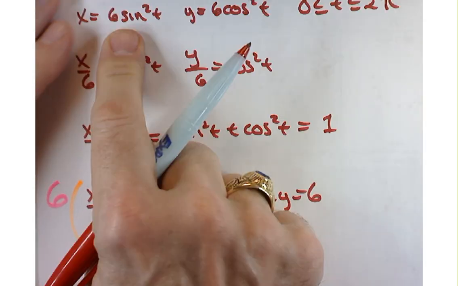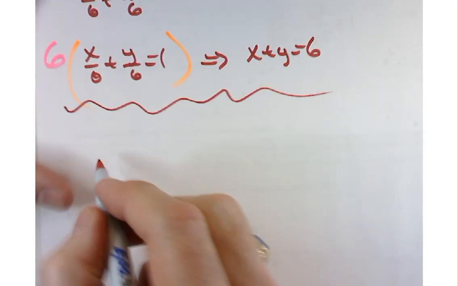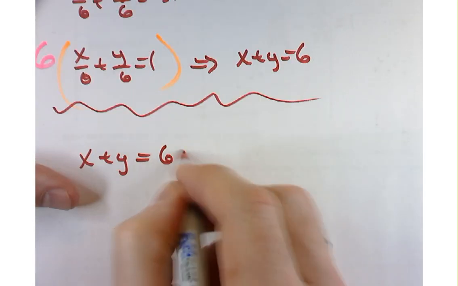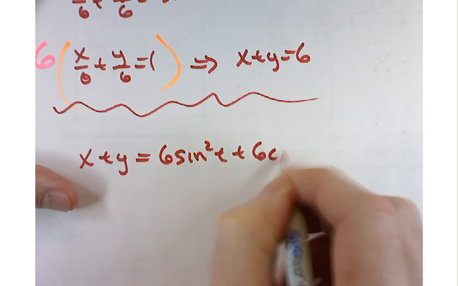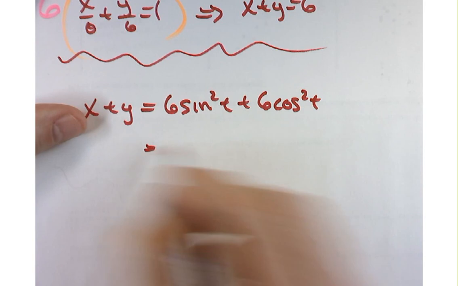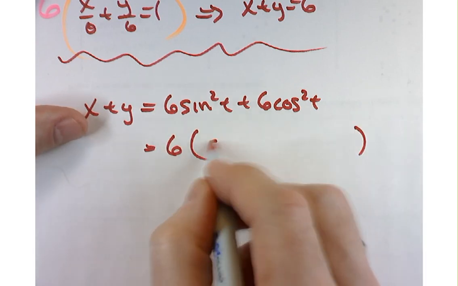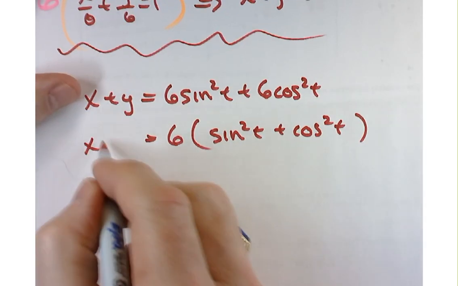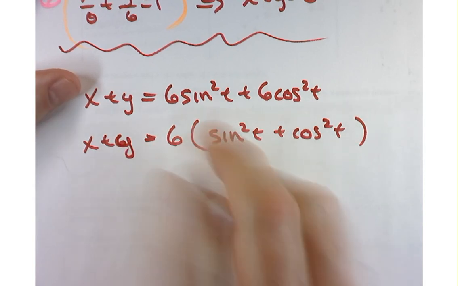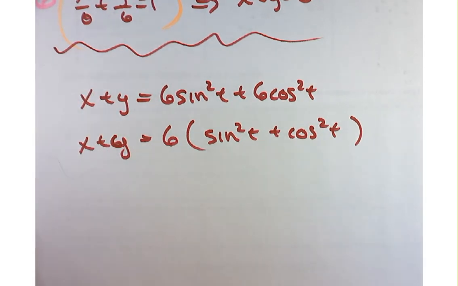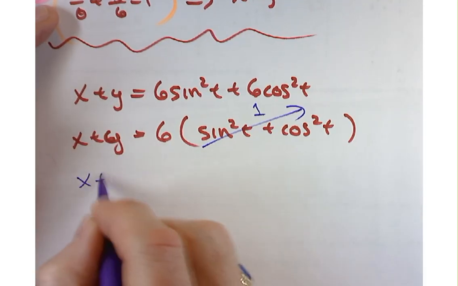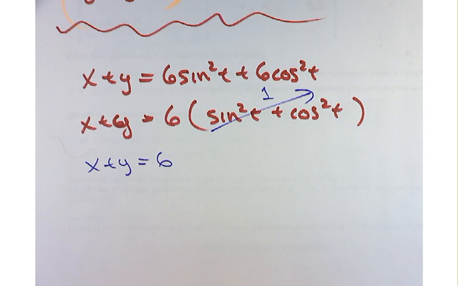Another way you could have done this, just kind of a quick FYI, is if you did x plus y equals 6 sine squared of t plus 6 cosine squared of t. And I think Julian's saying, oh, man, yeah, I see it now. What happens to this term on the right side? That whole thing gets replaced by a 1, and you end up with the same equation as before, x plus y equals 6. So a lot of ways you can do that.